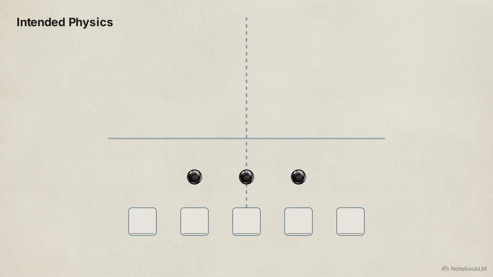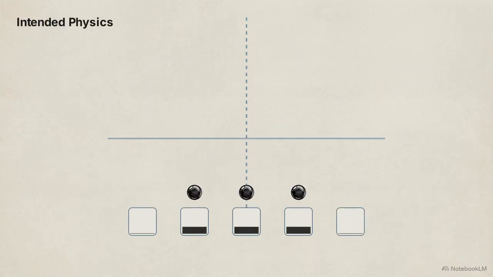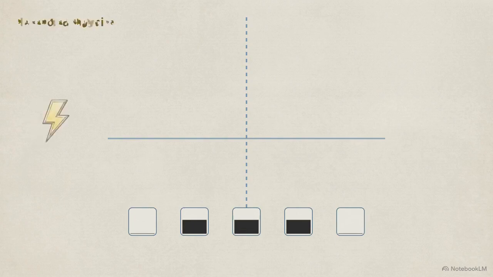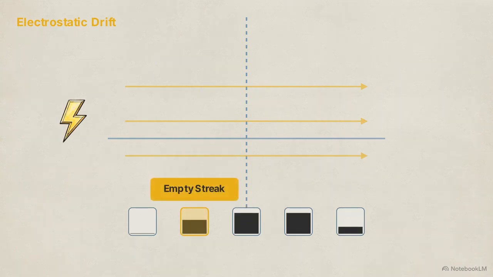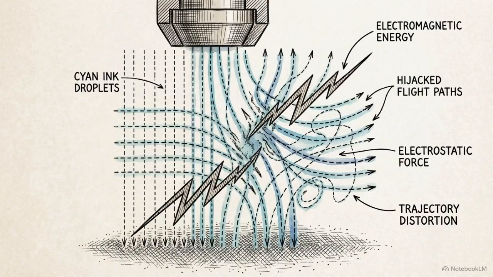Microscopic ink droplets fire straight down, calculated to hit exact coordinates. But ambient static charge acts like a magnet. It hijacks the droplets mid-flight, pulling them horizontally. They miss their targets completely, leaving empty streaks. Perfect mechanical aim becomes irrelevant if an invisible electromagnetic field intercepts the payload in midair.